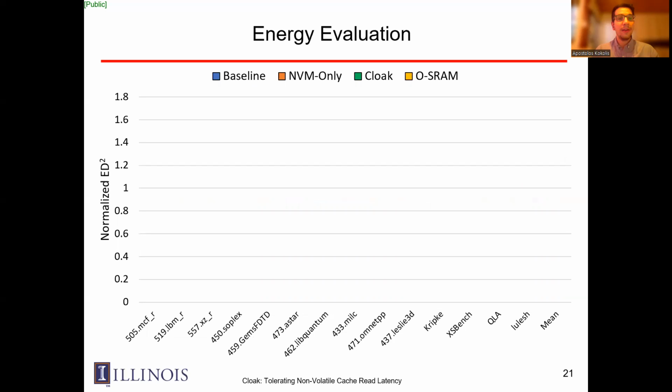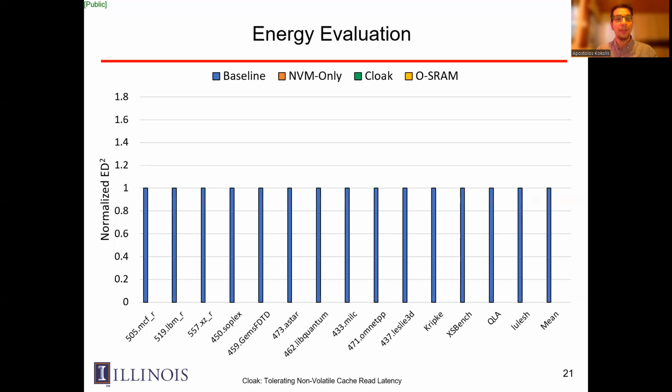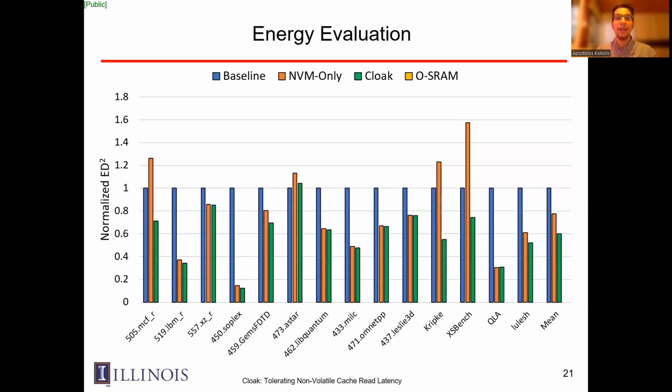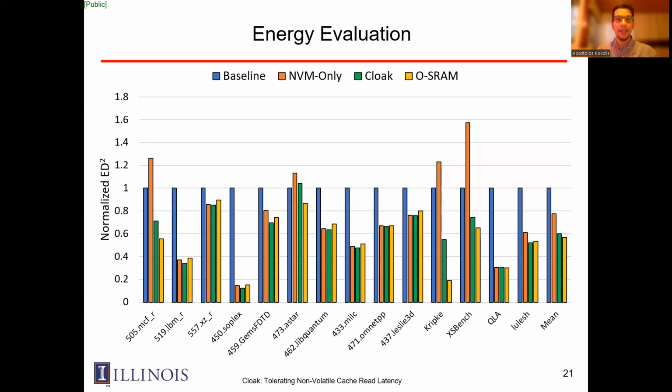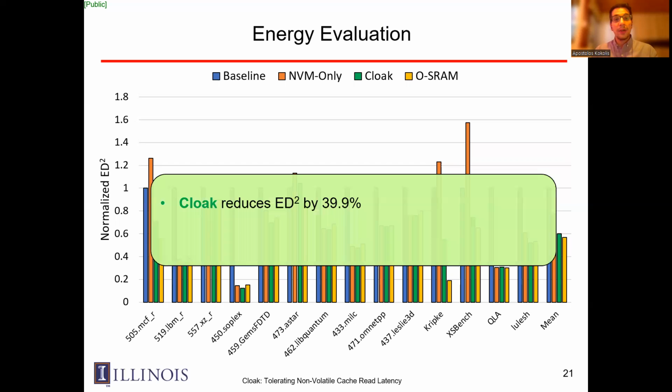To compare the energy evaluation, we have again the same 4 configurations: baseline, NVM-only, Cloak, and optimistic SRAM. We see that Cloak reduces ED squared by 39.9% compared to baseline, while NVM-only reduces it by 22.4% and optimistic SRAM by 43.3%. So Cloak is very, very close to an optimistic SRAM design.